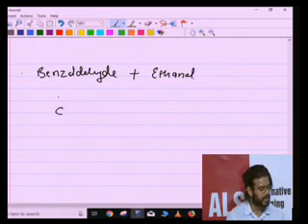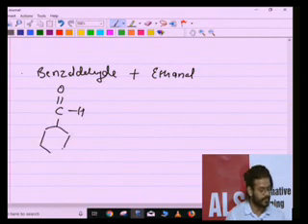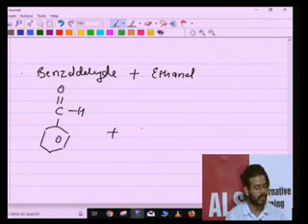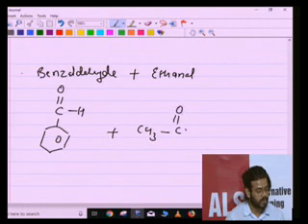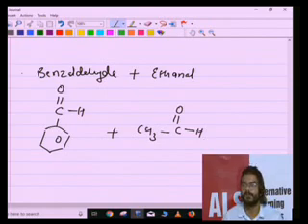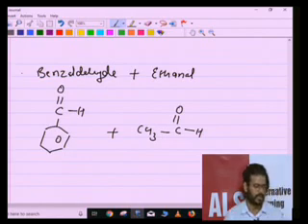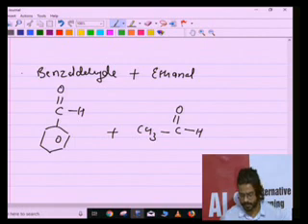So benzaldehyde is C double bond O. Basically, the aldehyde group on benzene is benzaldehyde. So this is benzaldehyde, and you guys already know what is ethanol. It's CH3 C double bond O H. So now your task is to write down the product as quickly as possible. I'll give you 2 minutes for this.